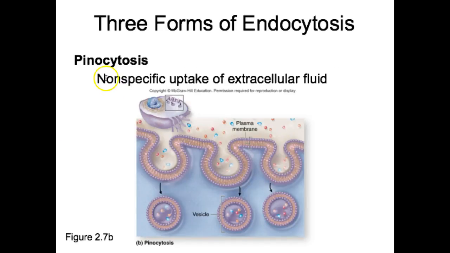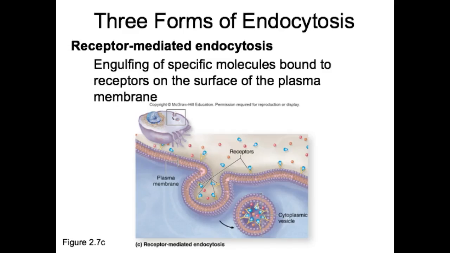Pinocytosis is non-specific uptake of extracellular fluid. Fluid balance is related to that. And receptor-mediated endocytosis is engulfing of specific molecules bound to receptors on the surface of the plasma membrane. So again, endocytosis as a process, we're doing this in a pretty visual, simplified way to make it easy for you guys. We're not including all of the proteins that are aiding in the process of binding this vesicle to our plasma membrane and bringing it into the cell and engulfing it.